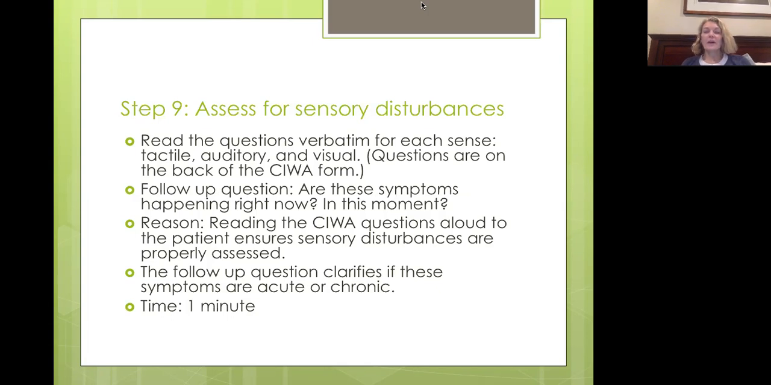Are these symptoms happening right now in this moment? Because sometimes patients will say, well, yeah, I always hear voices or I always see things. You want to know, is this new? Is it different? And the reason why you want to read the CIWA questions aloud to the patient is you're ensuring that the sensory disturbances are properly assessed and completely assessed. And then the follow-up questions clarify if these symptoms are acute or if they're chronic.